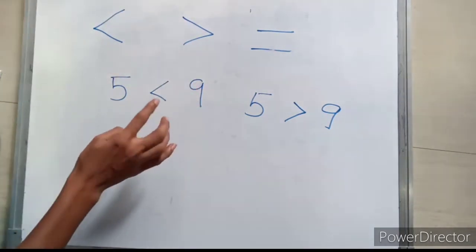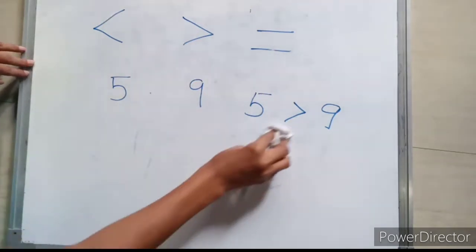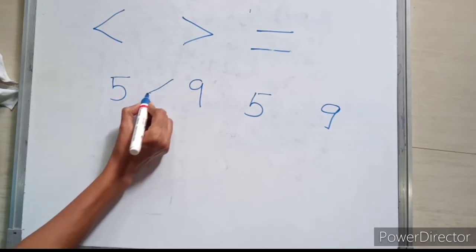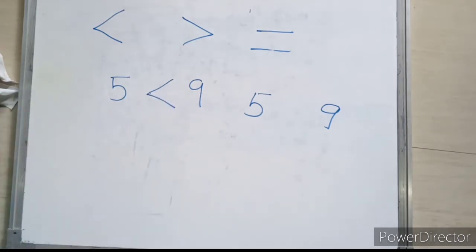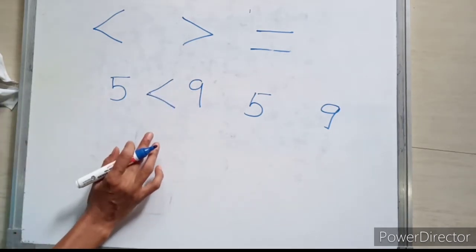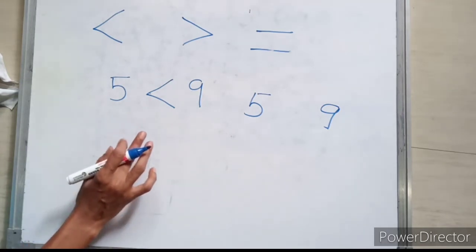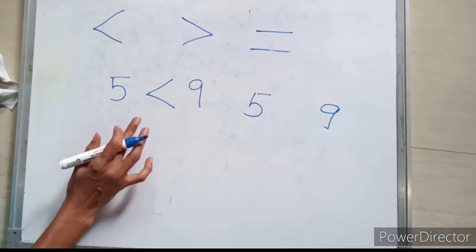So which one is bigger now, 5 or 9? Yes, 9 is big. So this sign will come like this. And we have to read this as 9 is greater than 5. How to read this? 9 is greater than 5.